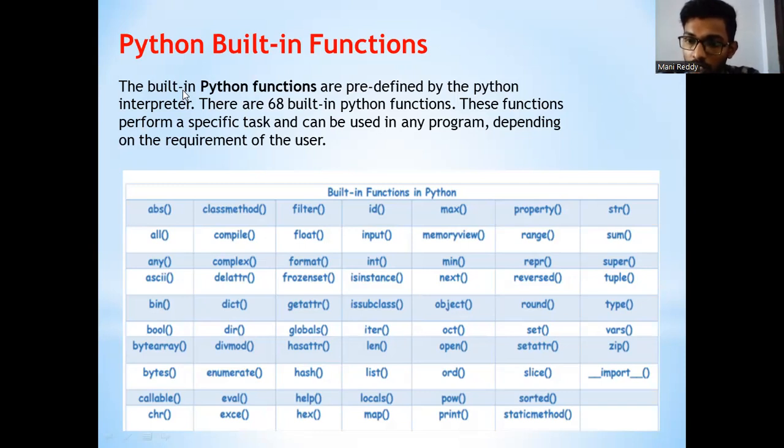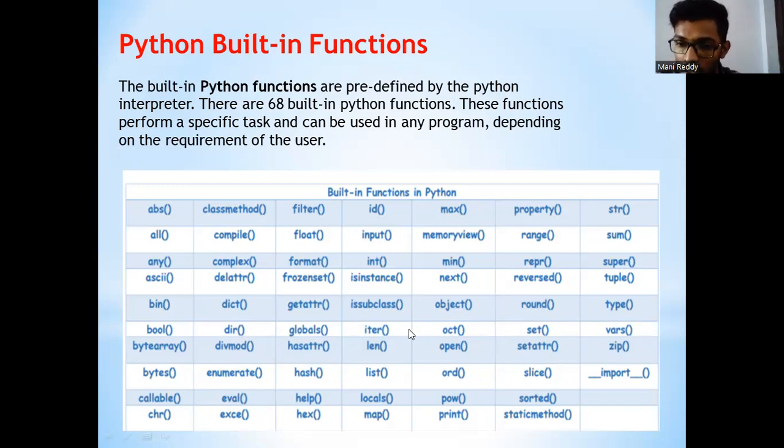Next, range, sum, super, repr, min, int, format, next, complex, any, hex, binary, dictionary, getattr, isinstance, issubclass, object, round, type, hash, set, oct, iter, globals, dir, bool, bytearray, divmod, hasattr, len, open, setattr.